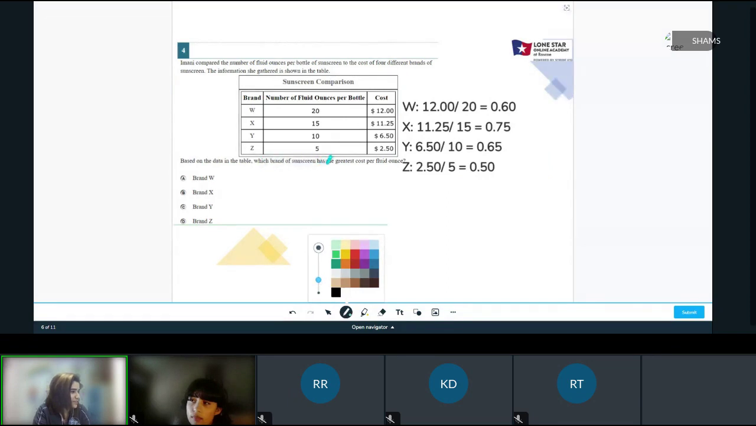So you are trying to find in this question the sunscreen that has the greatest cost. Greatest means most expensive. You'll realize that per ounce, X is more expensive per ounce.